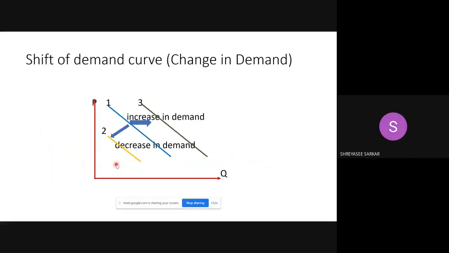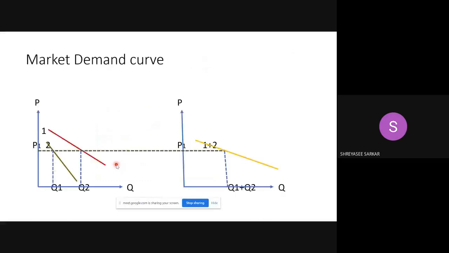Ma'am, in the exam, if we are asked to draw this market demand curve, then do we have to draw it in this way, like the way you have shown, or can we just draw the second? No. This is the derivation of the market demand curve. But if the question is just to draw the market demand curve, the second diagram is okay. Okay, ma'am. I was trying to explain how to get the market demand curve.